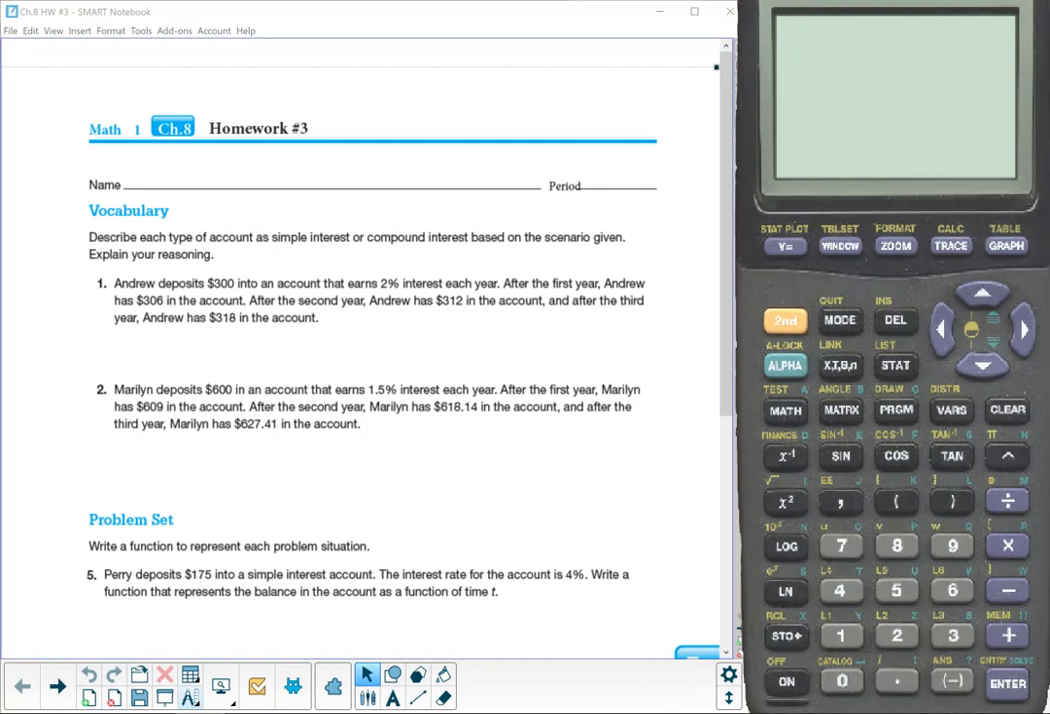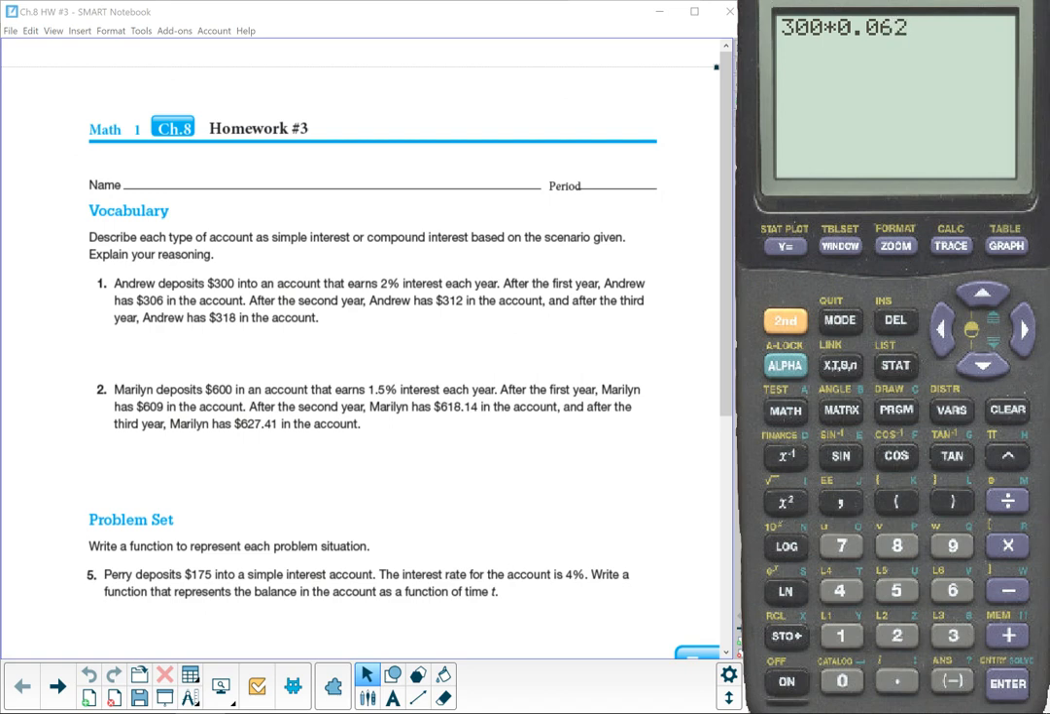Part of the vocabulary is to describe each type of account as simple interest or compound interest based on the scenario given. Andrew deposits $300 to an account that earns 2% interest each year. At the first year, Andrew has $306. So to do that, I'm going to put 300 and multiply by 0.02 for 2%.